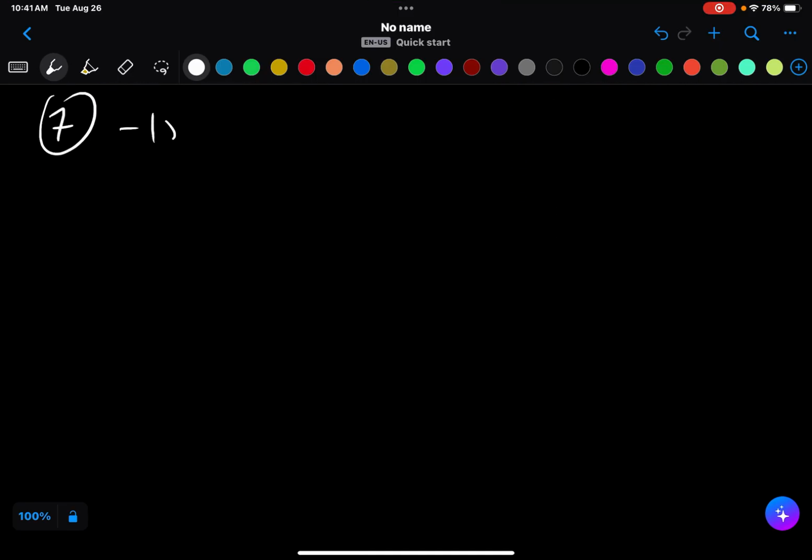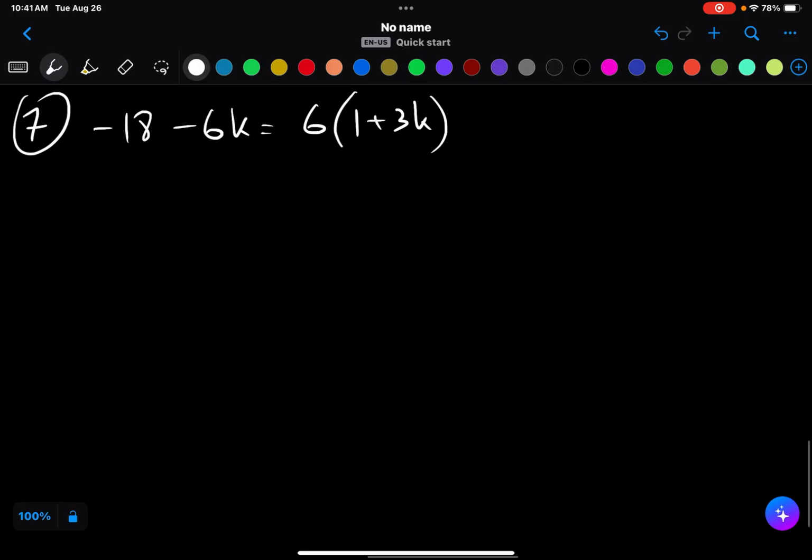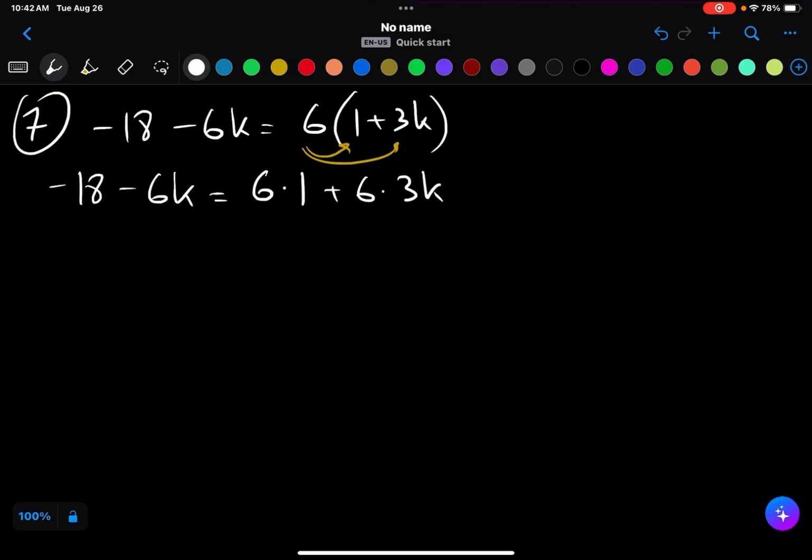For 7, you have -18 minus 6k equals 6 times the parenthesis, which has 1 plus 3k inside. All right. So let's open up the parenthesis first by distributing that 6 to everything inside. So I'm not changing anything over here on the left side. On the right side, it's going to be 6 times 1 plus 6 times 3k. So again, nothing changes on the left side. 6 times 3 is 18k.